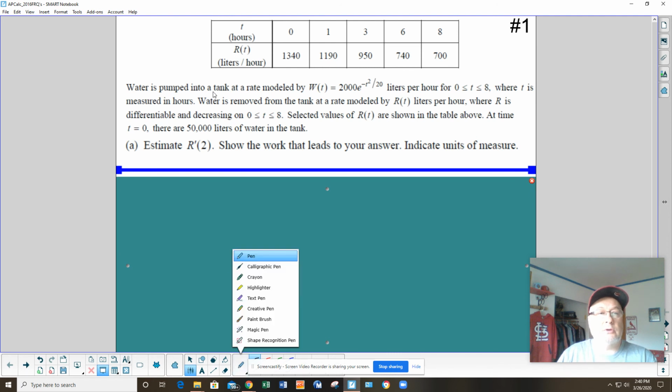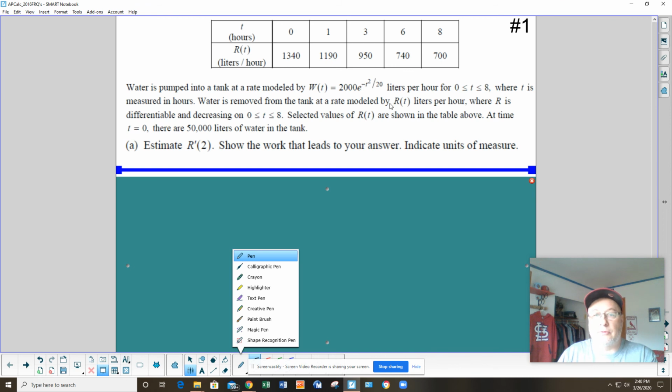Water is pumped into a tank at a rate of this W of t function, in liters per hour, from 0 to 8, and t is measured in hours. Water is removed from the tank at the rate modeled by R of t in liters per hour. So now these are both rates.